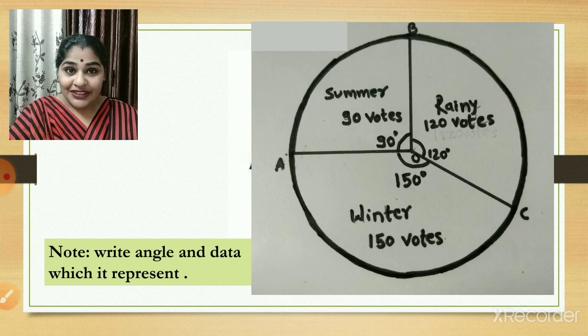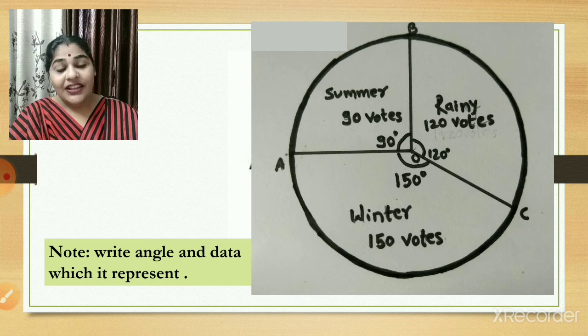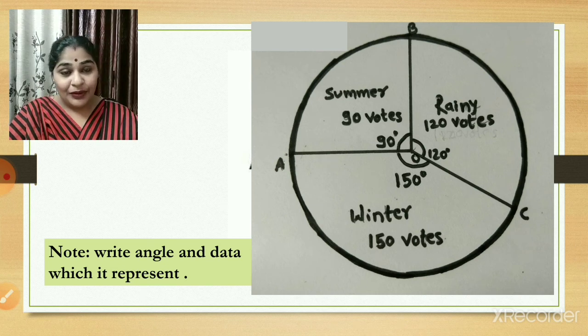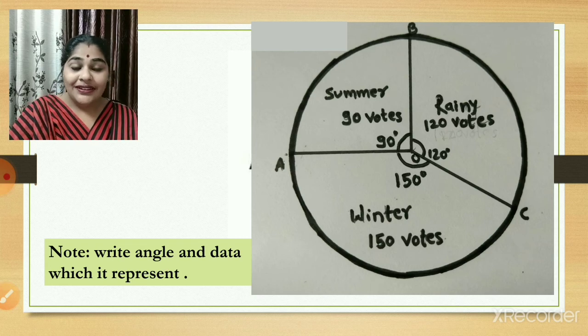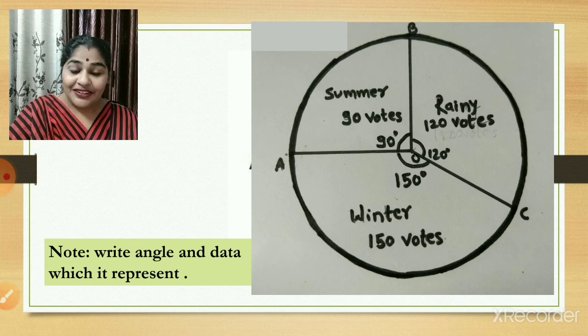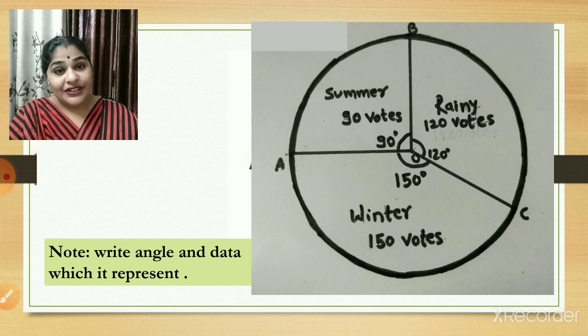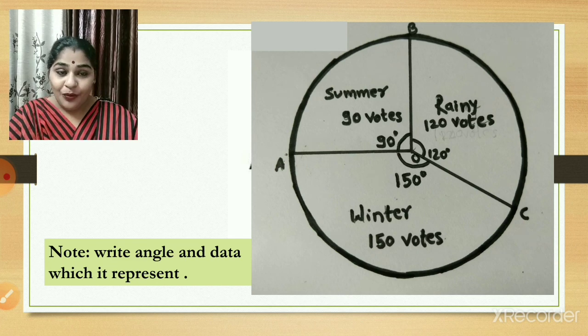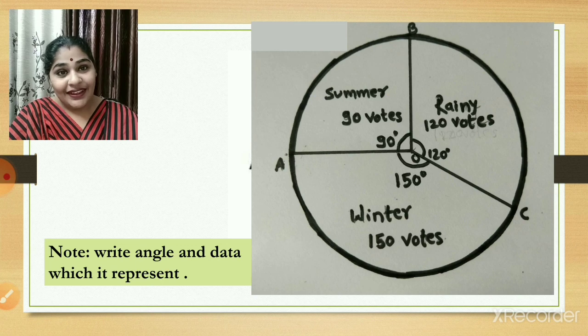I hope today it is very much clear how to find the central angle of each sector, children. First you need to find the fraction. If the data is given in percentage, you need to take that particular percentage upon 100 and find out the fraction. And then the central angle is nothing but fraction multiplied by 360 degree. And then one by one draw all the angles.